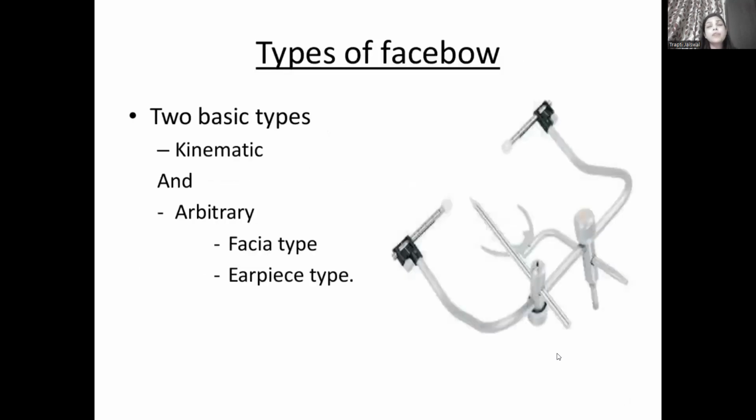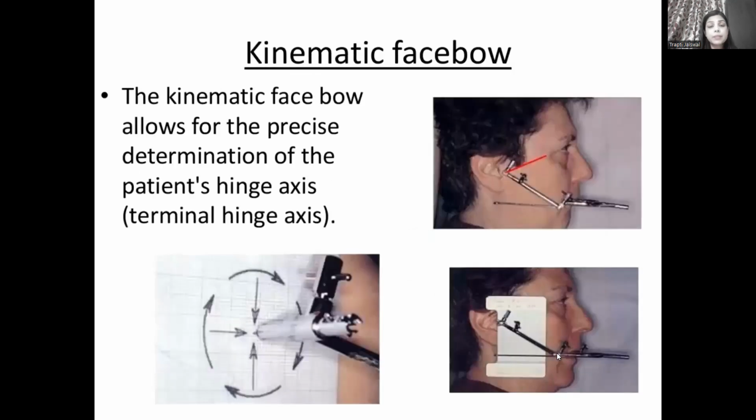So what are the types of facebows? We have discussed facebows and orientation jaw relation, and the facebow helps us to record the orientation jaw relation. Facebows are of arbitrary and kinematic type. Kinematic types record the true hinge axis, and arbitrary types record the hinge axis arbitrarily. Arbitrary types are the fascia and the earpiece type.